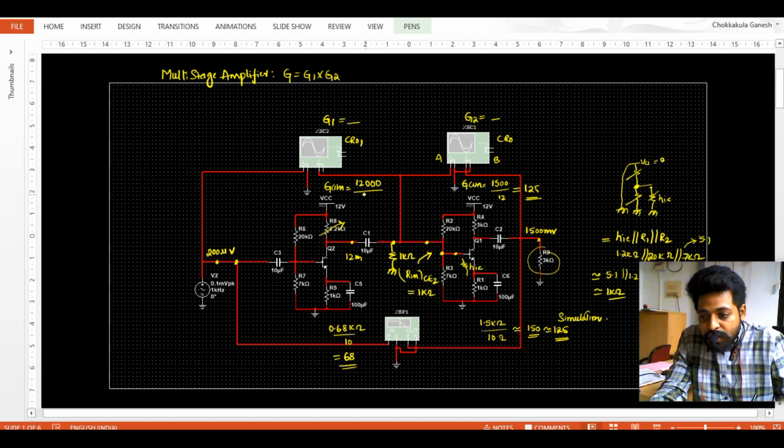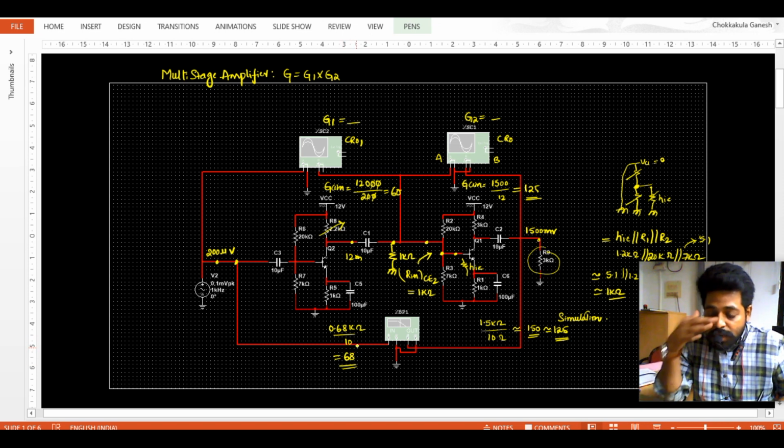At 12 milli, if I convert into micro, divided by 200, it will be around 60. So we expect theoretically around 68, and practically we got around 60.